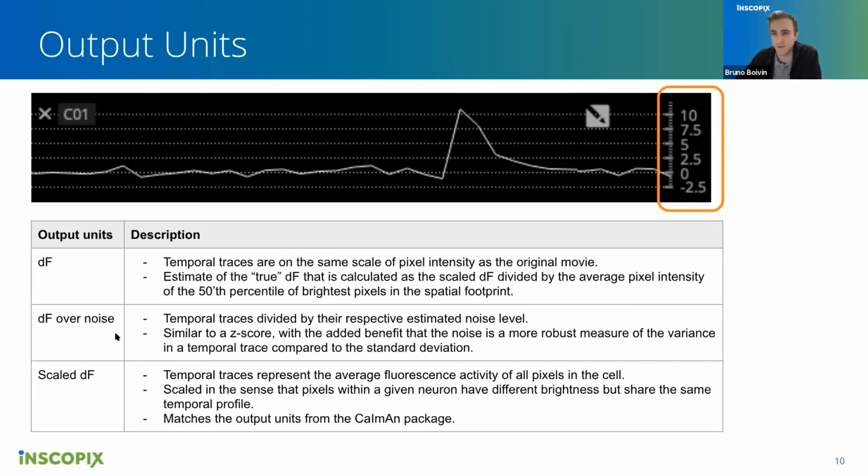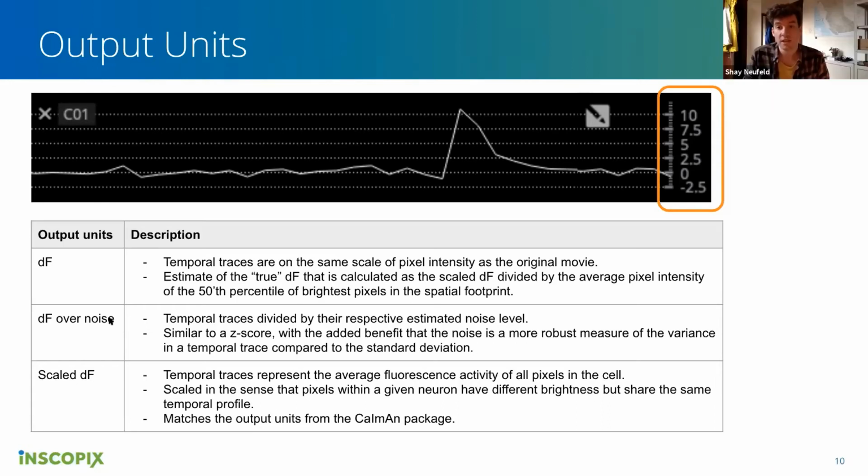It's very similar to a z-score, in the sense that some people might want to take the temporal activity and z-score it. DF over noise is essentially the same thing, with the exception that instead of dividing by the standard deviation, we're dividing by the amount of noise, which is more robust to the variance in the temporal activity. So it's not affected as much by outliers as the standard deviation would be.